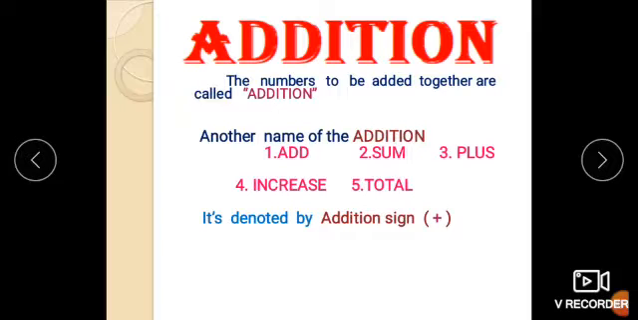Addition. The numbers to be added together are called addends. When we count two or more things or numbers together, that is called addition. Other names for addition are add, sum, plus, increase and total. It is denoted by the addition sign, plus. Okay, let's move to the next slide.